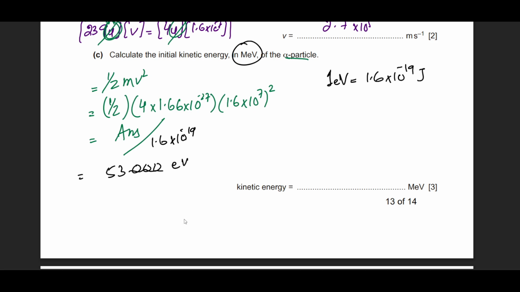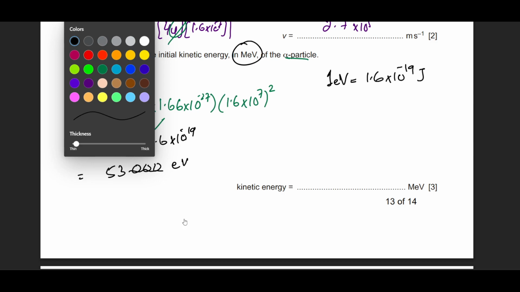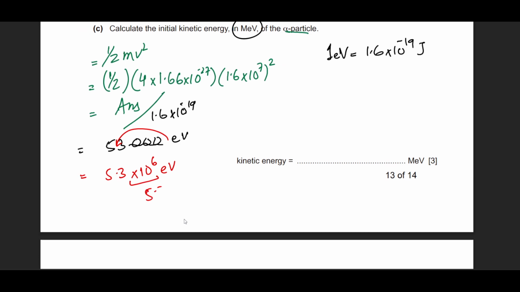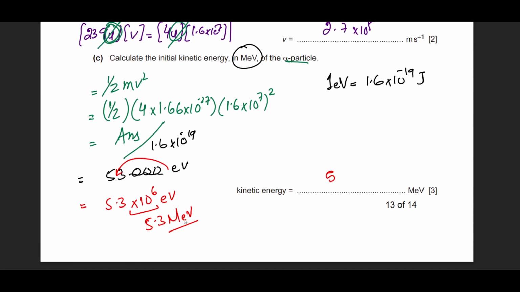And that is going to be electron volts. So what you simply have to do is press the ENG button on your calculator, and this will automatically convert this for you like this: 5.3 into 10 raised to power 6 electron volts. So what is the 10 power 6? 10 power 6 is mega. So this becomes 5.3 mega electron volts. Simple as that.